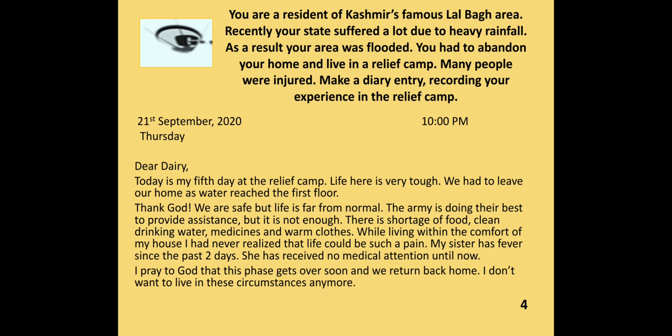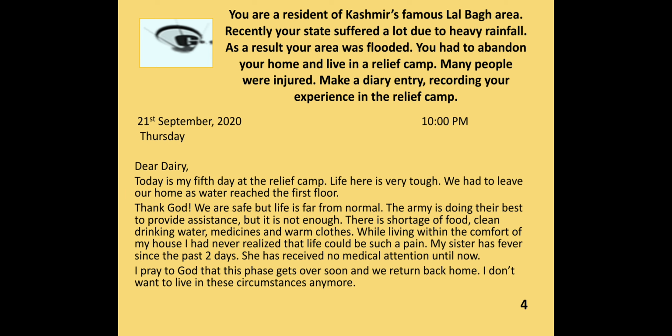Now we come to one example of how to write a diary entry. You are a resident of Kashmir's famous Lal Bagh area. Recently, your state suffered a lot due to heavy rainfall. As a result, your area was flooded. You had to abandon your home and live in a relief camp. Many people were injured. Make a diary entry recording your experience in the relief camp.